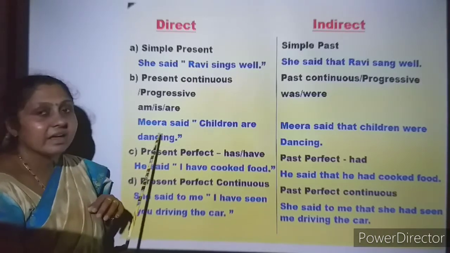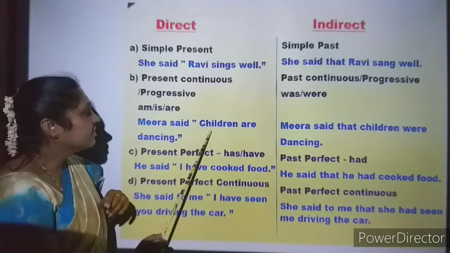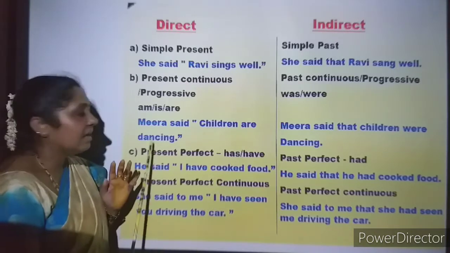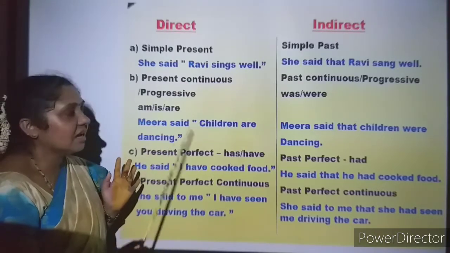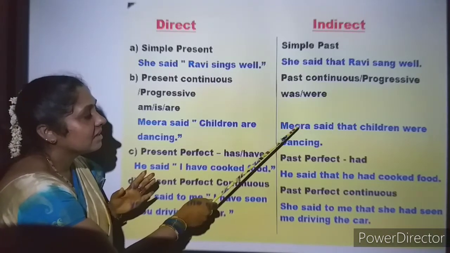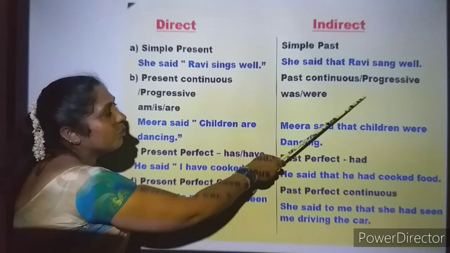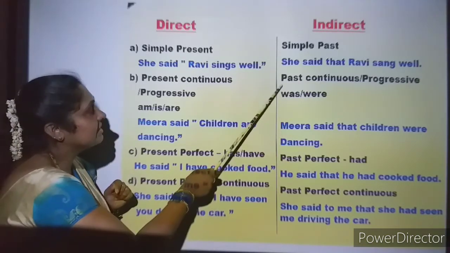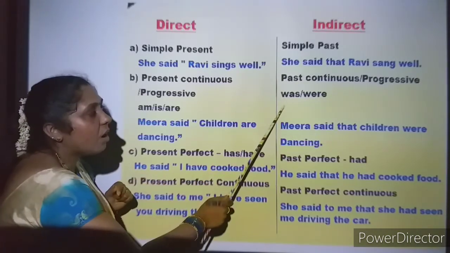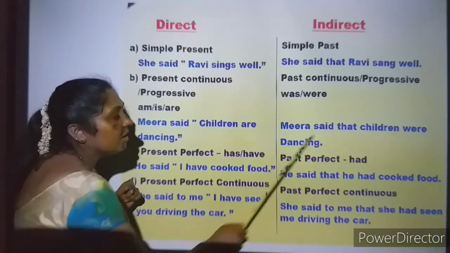See here, there is an example. Meera said, children are dancing. So it is in present continuous. Now when you change it into indirect, the sentence changes into past continuous or progressive, that is was or were. Meera said that children were dancing.